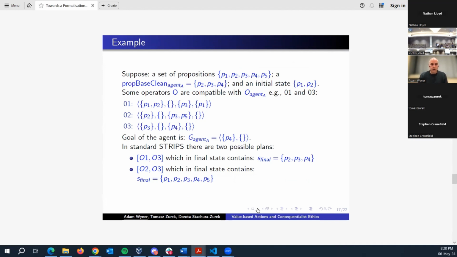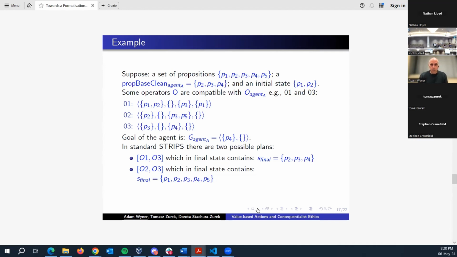We suppose a set of propositions. We suppose an agent's prop base clean has P2, P3, P4. These are the propositions that are most compatible with the agent's value profile. And we assume an initial state P1, P2, and we have three operators.